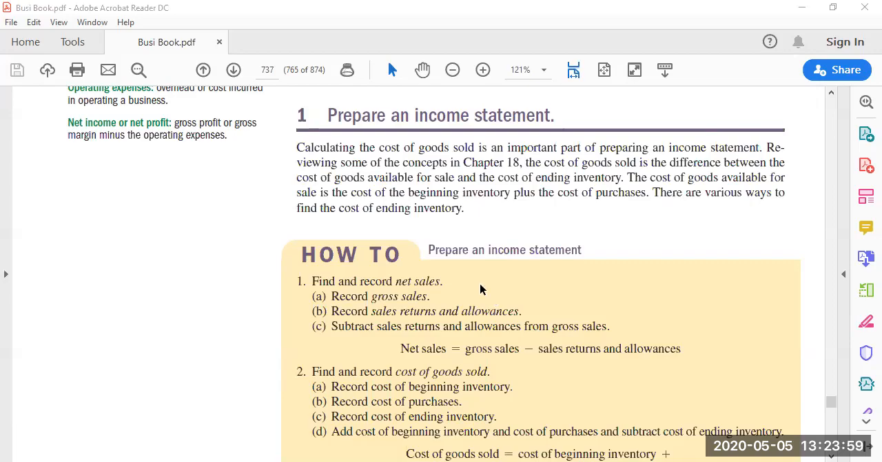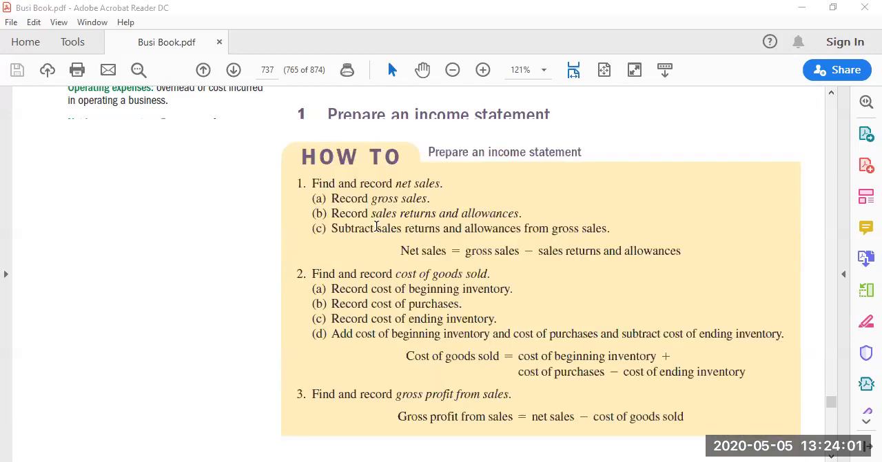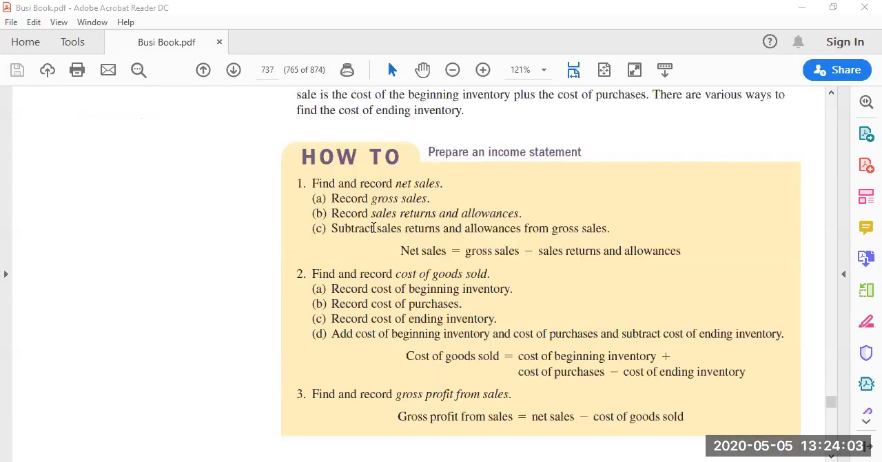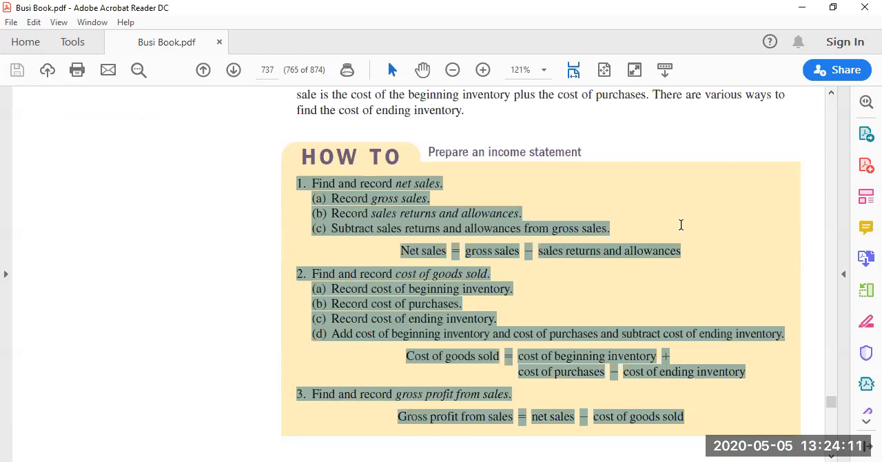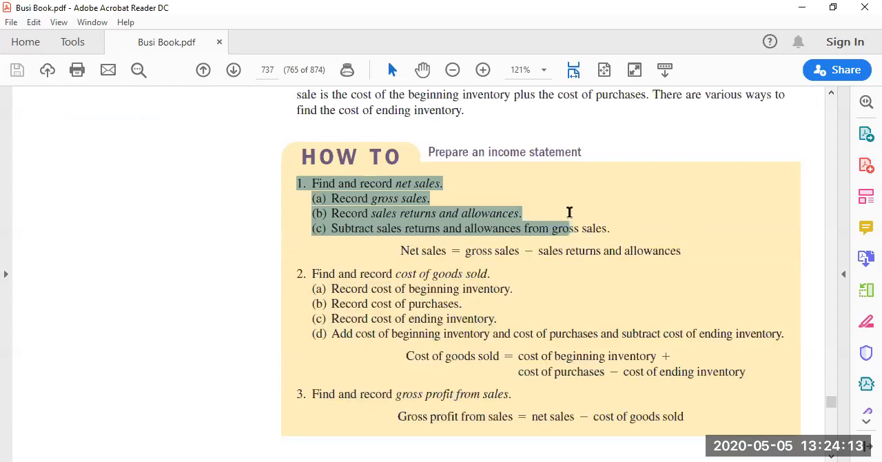Now, in this section on preparing an income statement, there are several steps. First thing we have to do is determine our net sales. And that is going to be found by taking the total gross sales and our total sales returns and allowances and taking the difference of those. That would give us our net sales. The second step would be to find and record the cost of goods sold, as we talked about earlier.